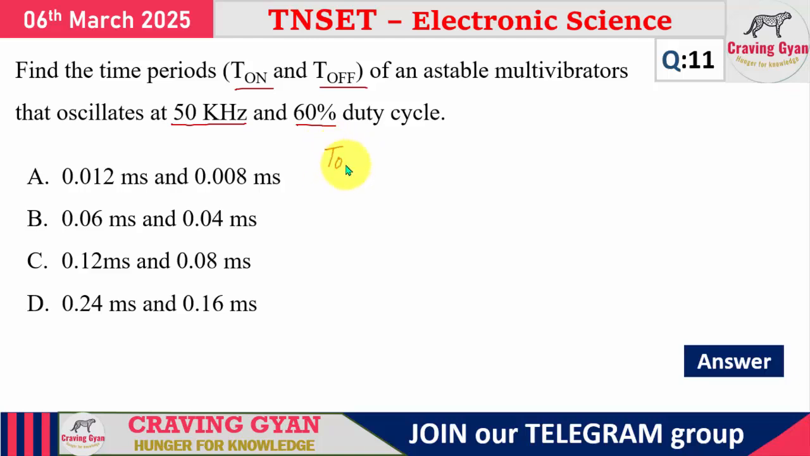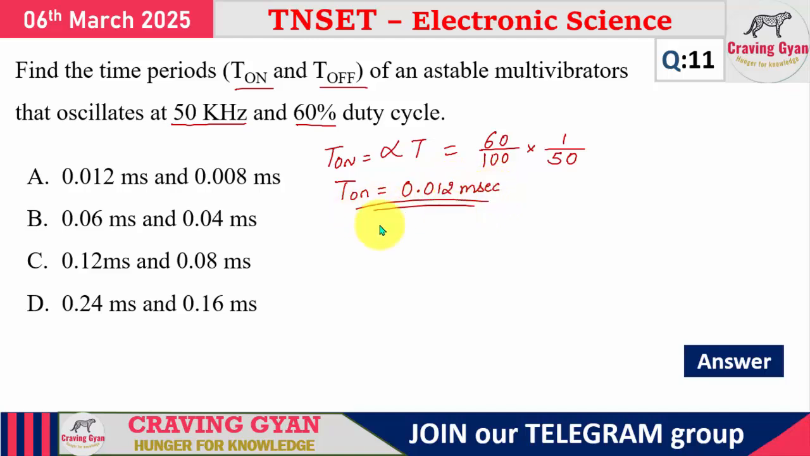We know that T on will be equal to alpha times capital T. T is the time period, alpha is the duty cycle, right? So T on will be equal to 60 divided by 100 times the time. The time will be equal to 1 divided by 50 kilo. So the value of T on will be equal to 0.012 millisecond.